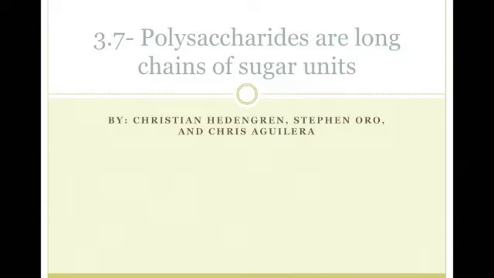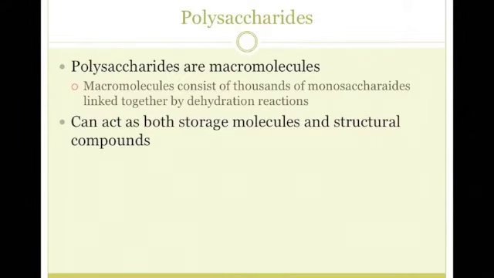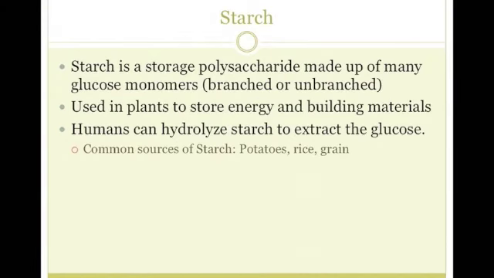Polysaccharides are long chains of sugar units. Polysaccharides are macromolecules. Macromolecules consist of thousands of monosaccharides linked together by dehydration reactions. Polysaccharides can act as both storage molecules and structural compounds. Starch. Starch is a storage polysaccharide made up of many glucose monomers, which can be branched or unbranched. Starch is used in plants to store energy and building materials. Humans can hydrolyze starch to extract the glucose. Common sources of starch in a human diet are potatoes, rice, and grain.